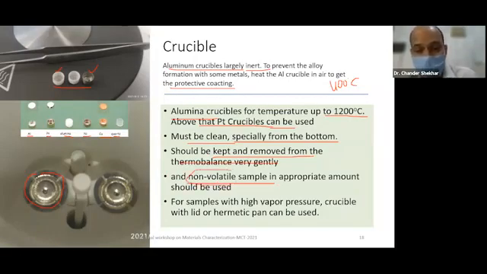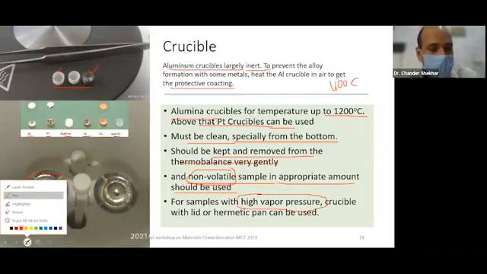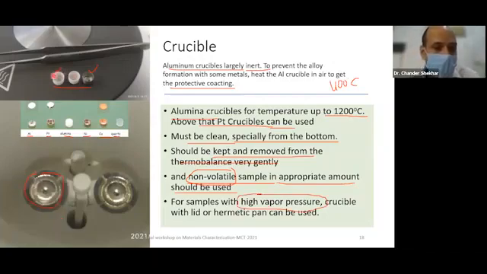In case of non-volatile samples, only very low quantities should be used. The sample should be non-volatile, and the appropriate amount should be used. And in case of a sample having high vapor pressure, we will show that these crucibles can be covered with a lid of similar material, in order to prevent the loss of material because of the high vapor pressure.